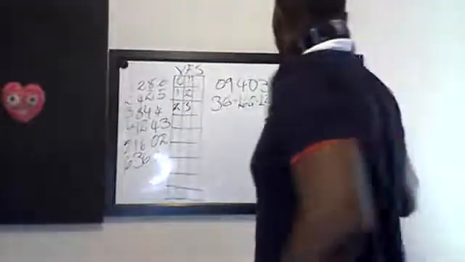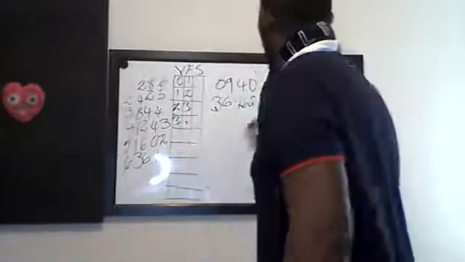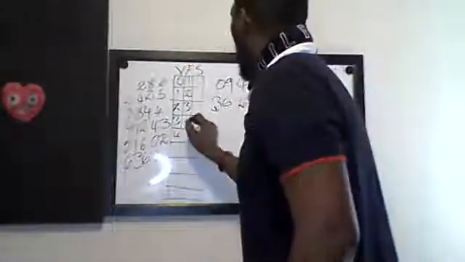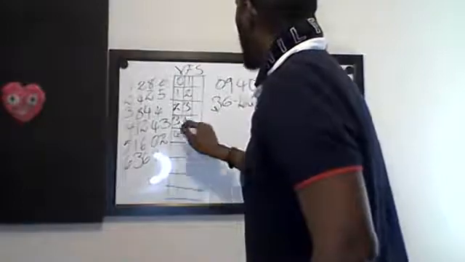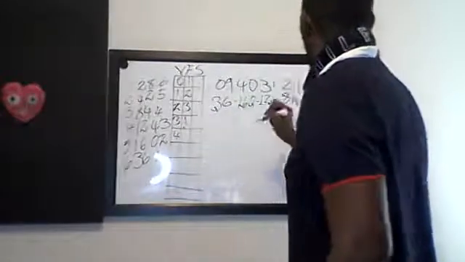Okay, we got three twos. So now three. How many threes? One. We got one. How many fours? We got one, two. Two fours.